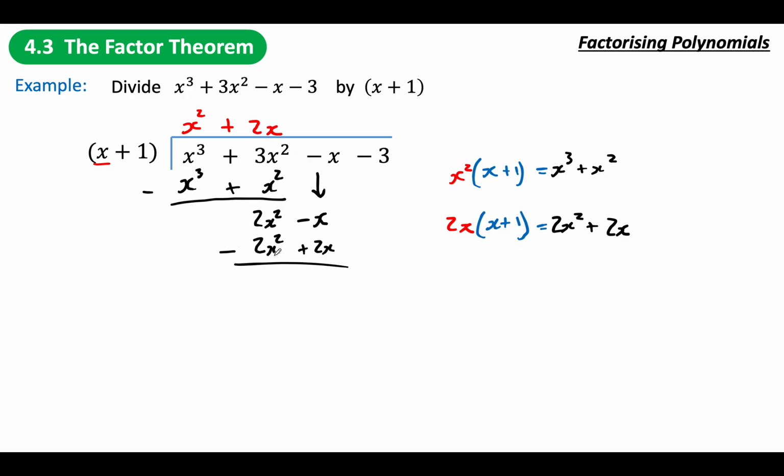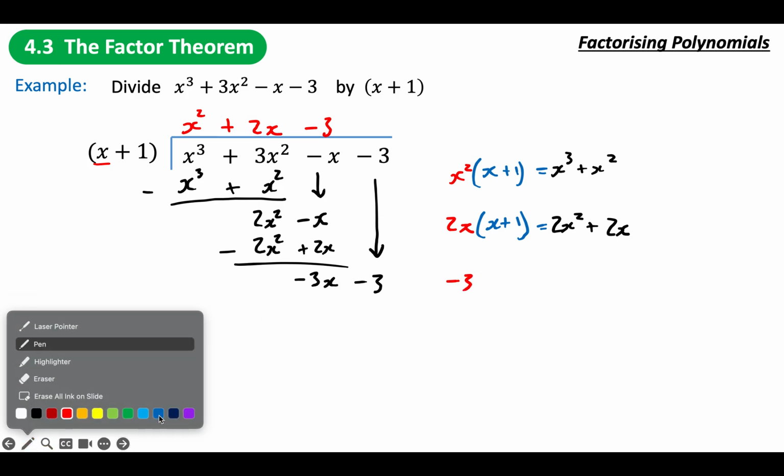2x squared take away 2x squared is nothing. Now be careful with your negatives here. We've got negative x take away 2x. Well, that's negative 3x. And then bring down the next bit, which is negative 3. And we do it again. It's the same repeating pattern again. You take the bit you're working on, so this time it's negative 3x, and divide it by this x over here. Negative 3x divided by x is negative 3. So I'm going to put that over on the side.